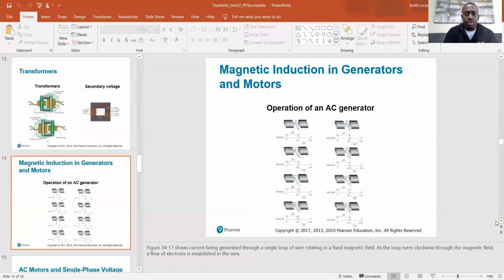Magnetic induction in generators and motors. So figure 3417 shows current being generated through a single loop of wire rotating in a fixed magnetic field. As the loop turns clockwise through the magnetic field, a flow of electrons is established in the wire.